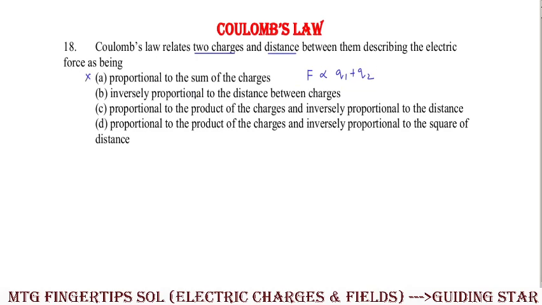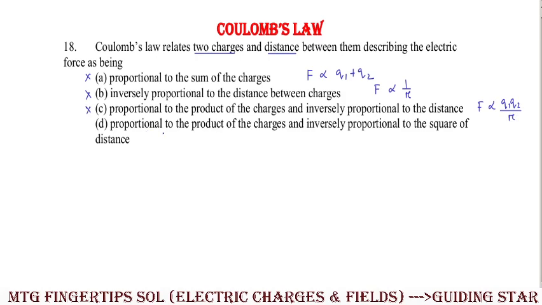Similarly, the second option says inversely proportional to the distance between the charges. That means the force is inversely proportional to the distance between the charges, and I think that is also wrong. The third says proportional to the product of charges and inversely proportional to the distance. That means the force is proportional to the product of the charges, let the charges be q1 and q2, and inversely proportional to the distance between them. So I think here it is also wrong.